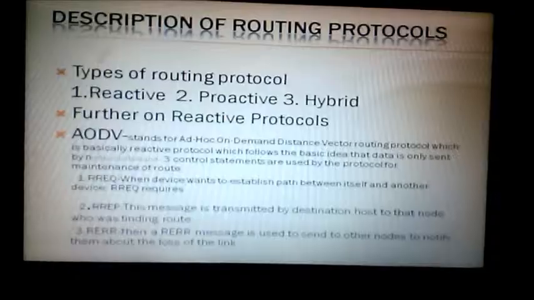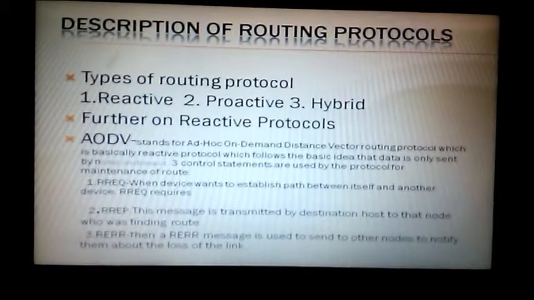This slide is about the description of routing protocols. We have discussed routing protocols in previous slides, that is, what routing protocols are, but we are going into further details, like what the types of MANET routing protocols are. They are reactive, proactive and hybrid. First we have to look at reactive protocols.